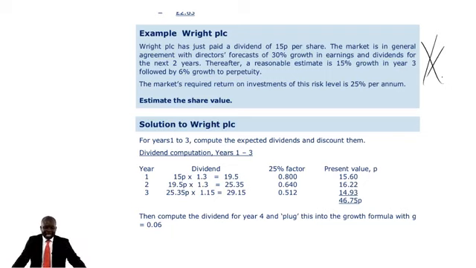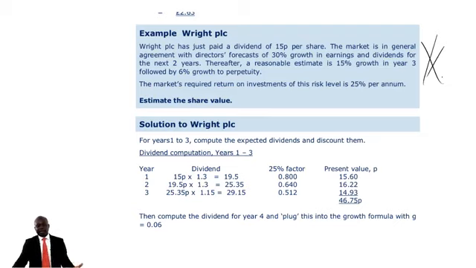RIDE PLC has just paid a dividend of 15p per share. The market is in general agreement with directors' forecast of 30% growth in earnings and dividend for the next 2 years. Thereafter, a reasonable estimate is 15% growth in year 3, followed by 6% growth to perpetuity. The market required return on investment of this risk level is 25% per annum. Estimate the market value of the share.